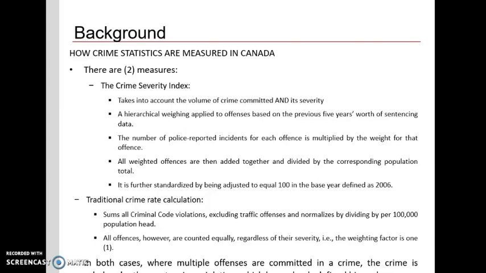There are 2 measures: the Crime Severity Index, which takes into account the volume of crime committed and its severity, and the Traditional Crime Calculation, which sums all criminal code violations, excluding traffic offenses, and normalizes by dividing per 100 population head.